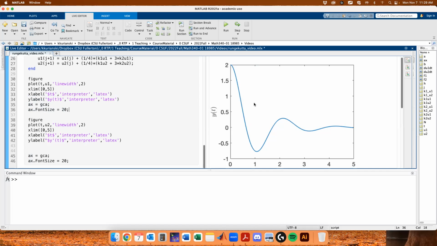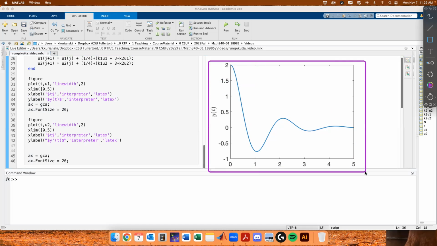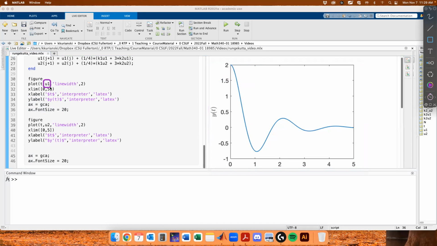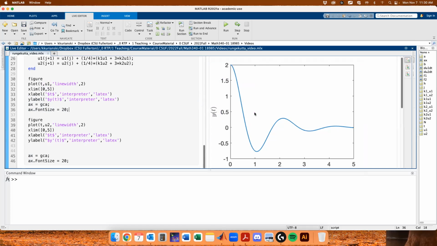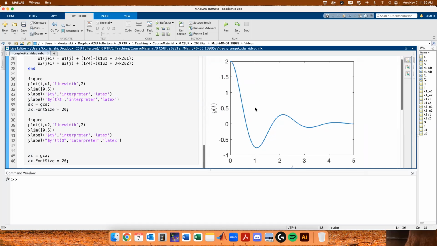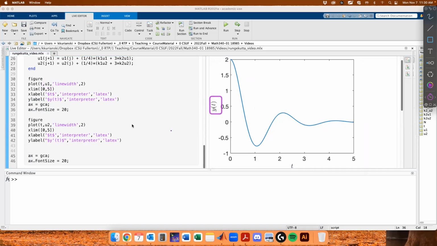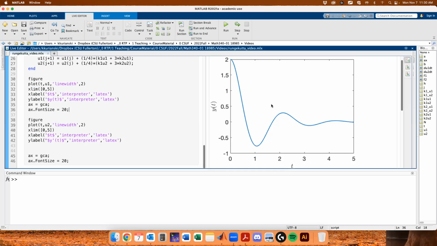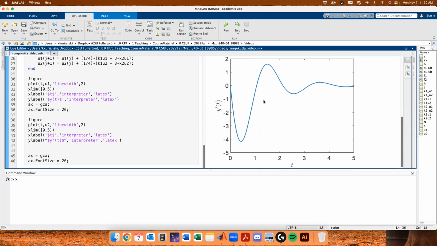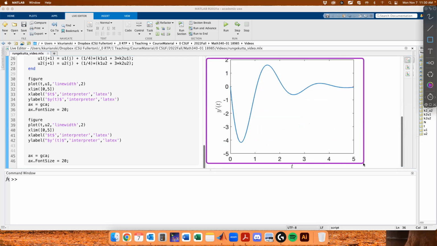Now this first plot is of y of t. When I plot u1 over time, that corresponds to y of t because that's how I defined u1 when I rewrote the equation as a system of first order equations instead of a second order equation. So if I plot u1, that's a plot of y. Now if I plot u2, remember u2 is y prime. So if I plot u2, I actually have a plot of the derivative of y.